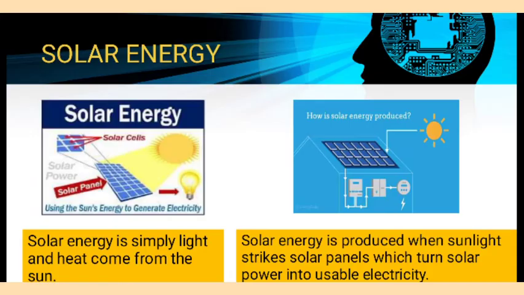Let's get started. I know all of you are very familiar with this since it is always present in our surroundings. So what does solar energy mean? Solar energy is simply light and heat that come from the sun. How is solar energy produced? It is produced when sunlight strikes solar panels, which turn solar power into usable electricity. For example, in the first diagram, we can see a sun that produces energy, which is solar energy, and when that energy hits the solar panel, it will generate electricity.